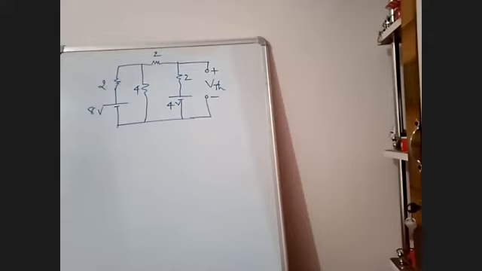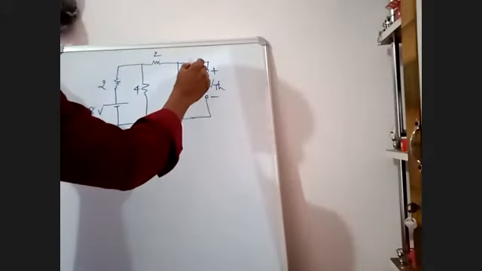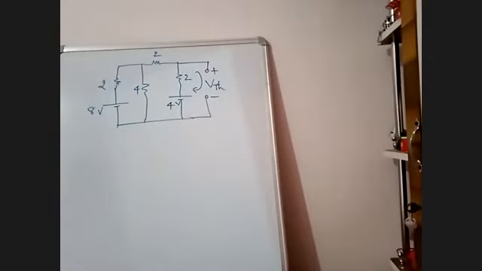Don't go for the nodes. Later we'll discuss. Shall we apply mesh analysis for determining VTH? Yes, two loops are there here. Before taking the loops, I'll consider one reference direction for determining VTH, either this direction or the reverse direction. That is not current direction. This is the reference direction in the open loop.